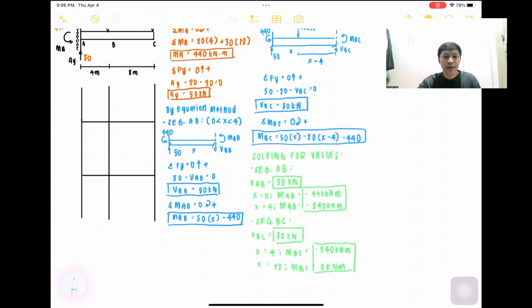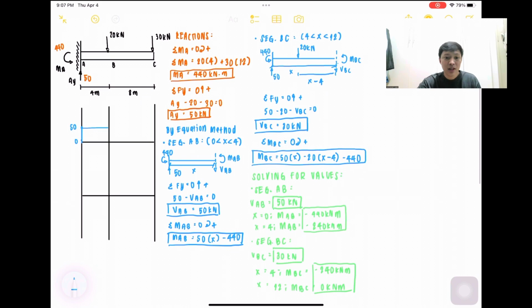Ngayong tapos na tayo mag-solve, pwede tayo mag-proceed sa pag-plot ng shear and moment diagram. In plotting the shear diagram, we don't need to consider the moments, we only need the forces along the y-axis. As you can see, dahil may upward force na 50 kN sa A_y, i-plot natin ang positive 50 sa graph. And because there is no force acting along the segment AB, straight line lang ito. Next, since may downward force na 20 kN sa B, minus natin ito sa 50. 50 minus 20 is equal to 30. I-plot natin ang 30 sa diagram.